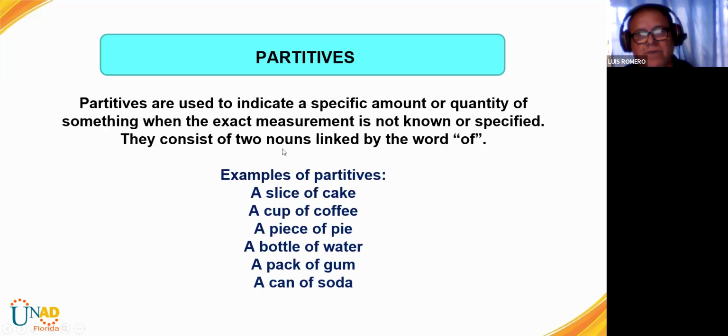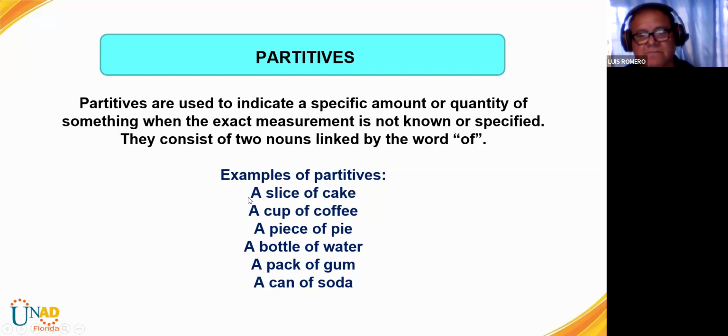The other group that we have is the partitive. And the definition is the following. Partitives are used to indicate a specific amount or quantity of something when the exact measurement is not known or specified. Here you have examples that are going to clarify what I'm trying to say.